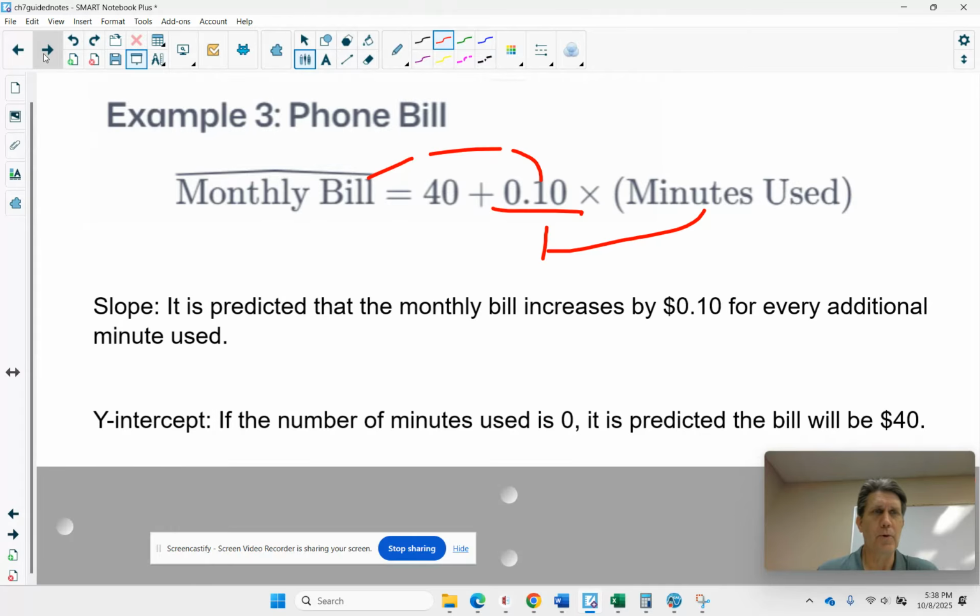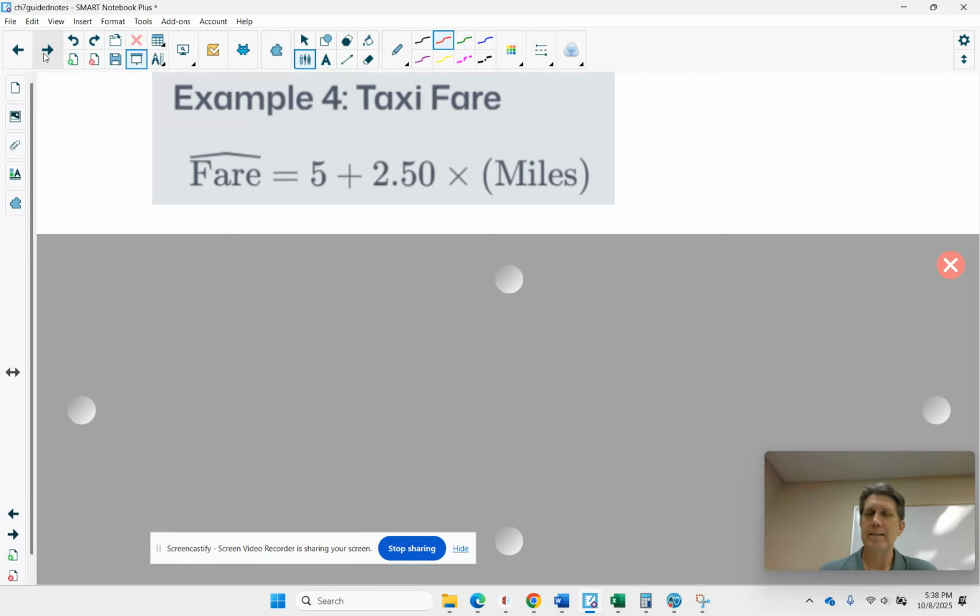Okay, try example 4. Try example 5. Try example 6. I'm going to let you pause the video, try all 3 of those, and then we'll go through the solutions. Okay, we'll go through the solutions.